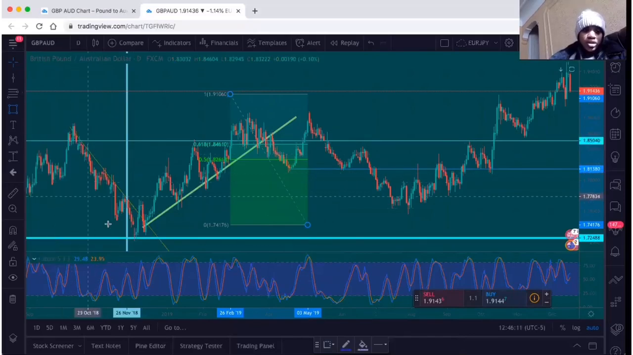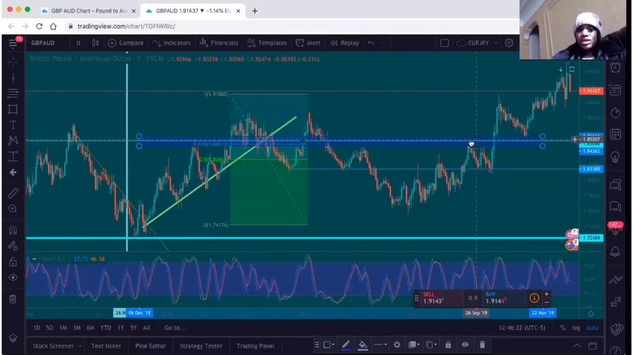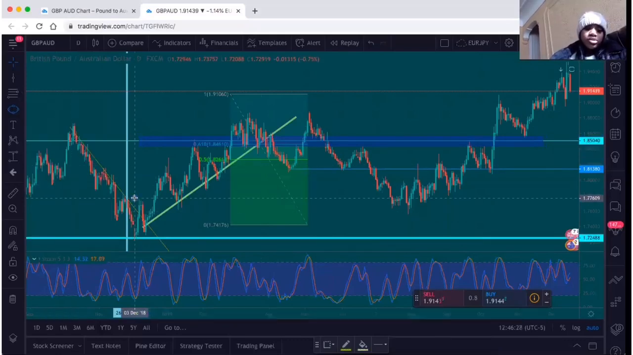You can do rectangles. So usually I like rectangles. When I used to use support and resistance, I did rectangles around them because this is setting a zone instead of one precise line. It's like a zone. Rotated rectangle, ellipse. So boom.